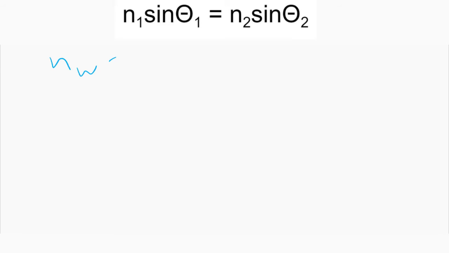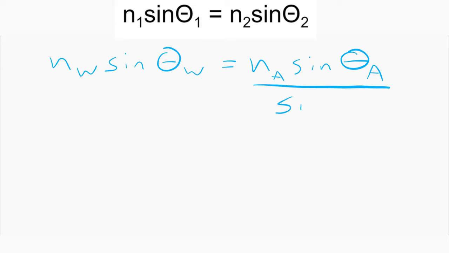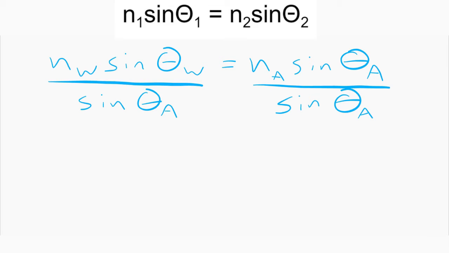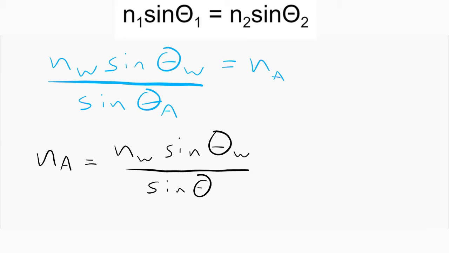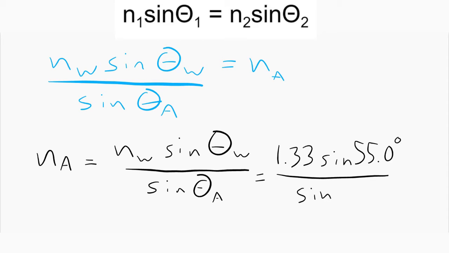I'll write the equation for Snell's law first. NW sine theta W equals NA sine theta A. Because we want to solve for NA, I'll divide each side by sine theta A. This tells us that NA equals NW sine theta W divided by sine theta A. By plugging in the known variables, the equation becomes 1.33 times sine of 55 divided by the sine of 28.